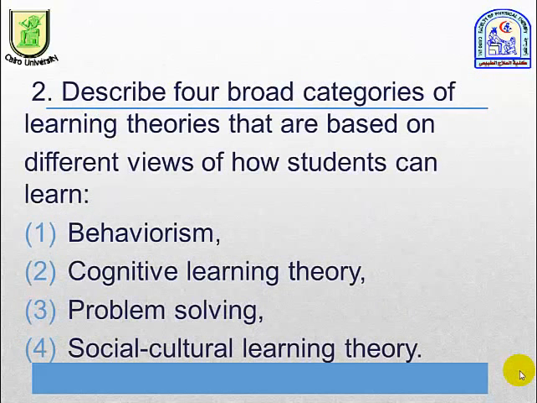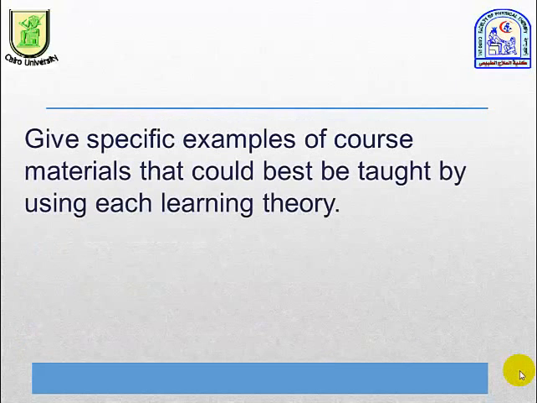Next, describe 4 broad categories of learning theory that are based on different views of how a student can learn. These are behaviorism, cognitive learning theory, problem solving, and social culture learning theory. This may be explained by giving a specific example of course material that could best be taught using each learning theory.